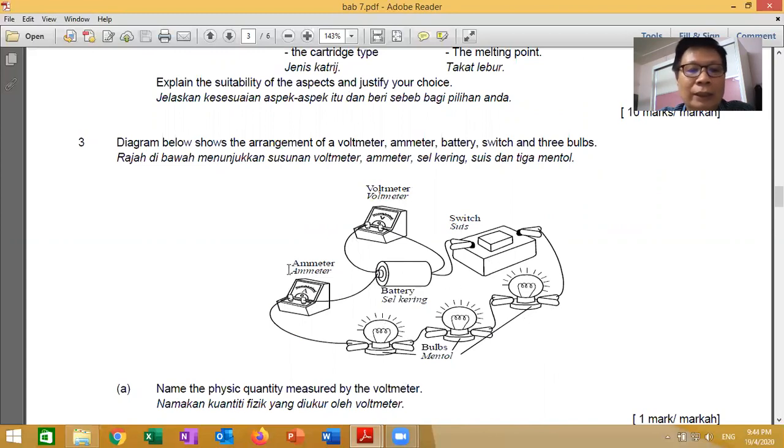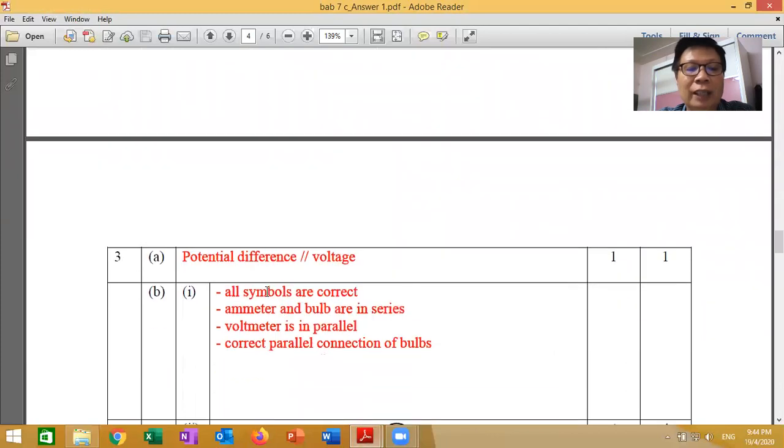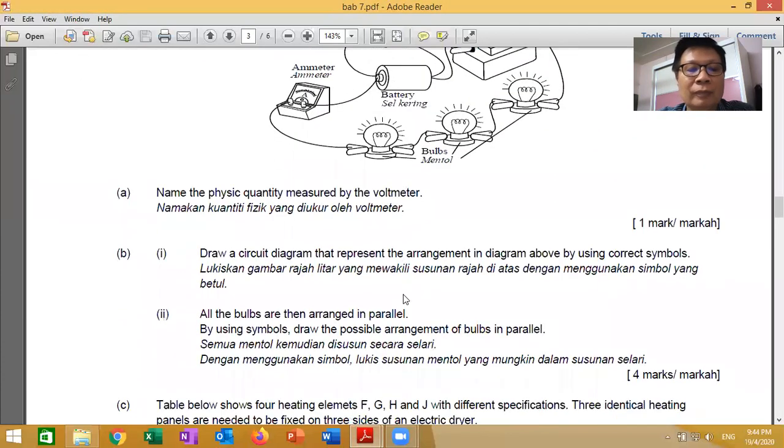Now the question. Name the physical quantity measured by the meter. What does the meter measure? Potential difference, voltage, isn't it? Okay, the answer is measuring potential difference or voltage. Okay, very easy. Next.